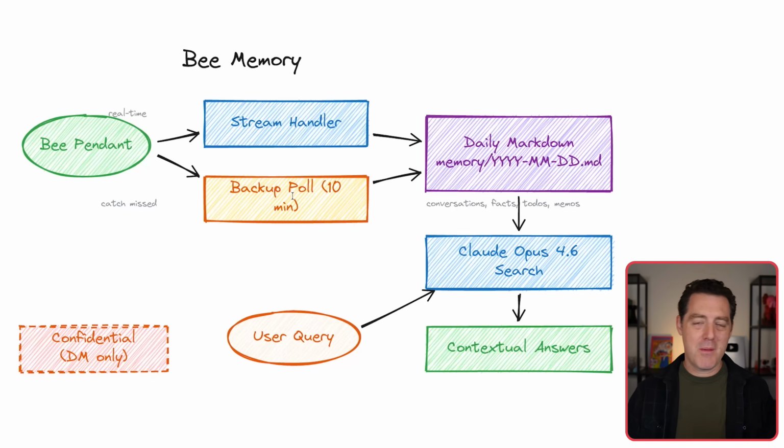You can say, oh, remind me of this thing later. Or it can record a conversation with somebody and remind you of things you talked about, saves it all in memory, uses Claude Opus 4.6 for search. It is confidential DM only. You can query against all of it and you can get contextual answers. So it's kind of like having your OpenClaw with you at all times, but it is only one way.